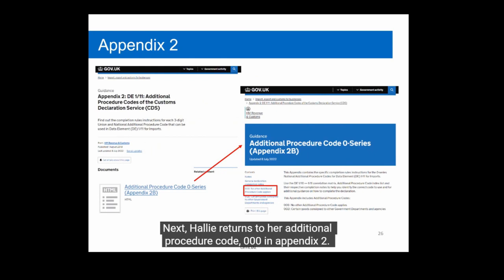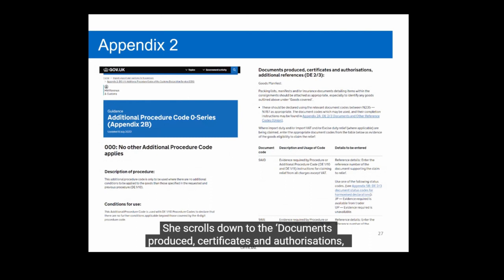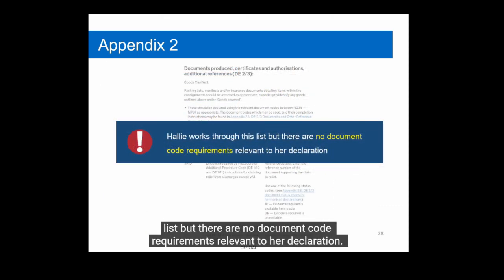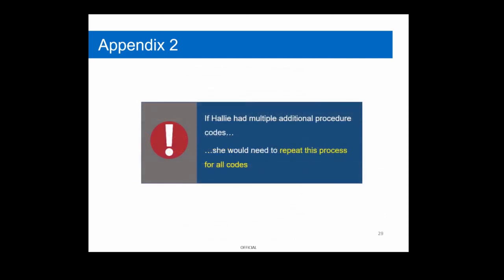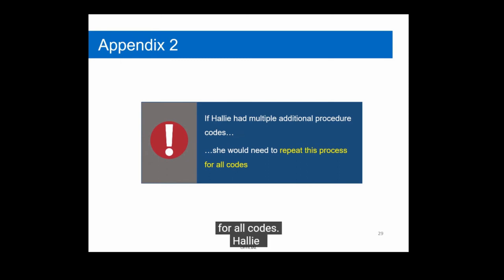Next, Hallie returns to her additional procedure code 000 in Appendix 2. She scrolls down to the Documents Produced, Certificates and Authorisations Additional References section. Hallie works through this list, but there are no document code requirements relevant to her declaration. If Hallie had multiple additional procedure codes, she would need to repeat this process for all codes.